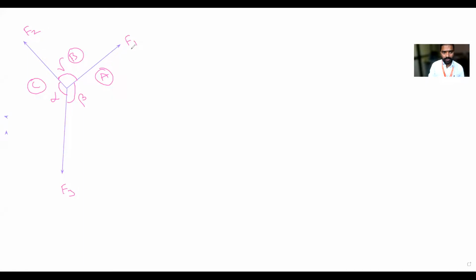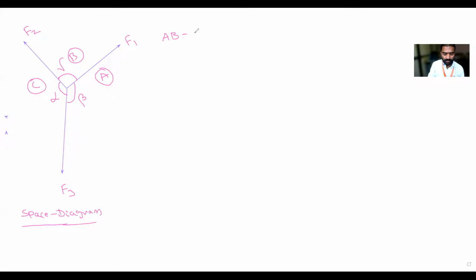Yes, sir. Okay. So now what I will write is AB. Which diagram is this? Is it a vector diagram or a space diagram? Space diagram. Okay. So now what is this AB?